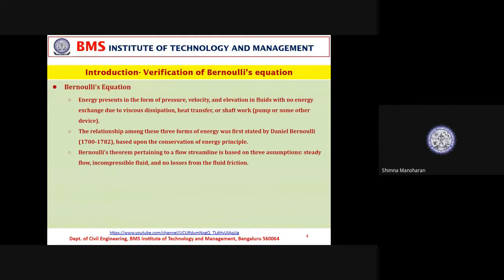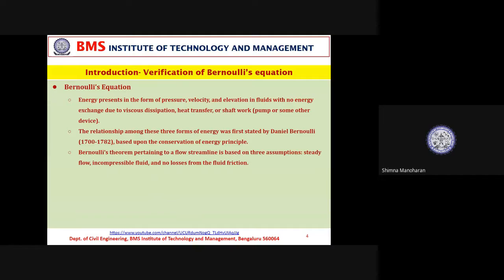Bernoulli's equation is an energy equation wherein the energy is presented in mainly three forms, that is pressure, velocity and elevation of any fluid with no energy exchange. The relationship among these three forms of energy in a fluid was first stated by Daniel Bernoulli, and it is based on the conservation of energy principle.